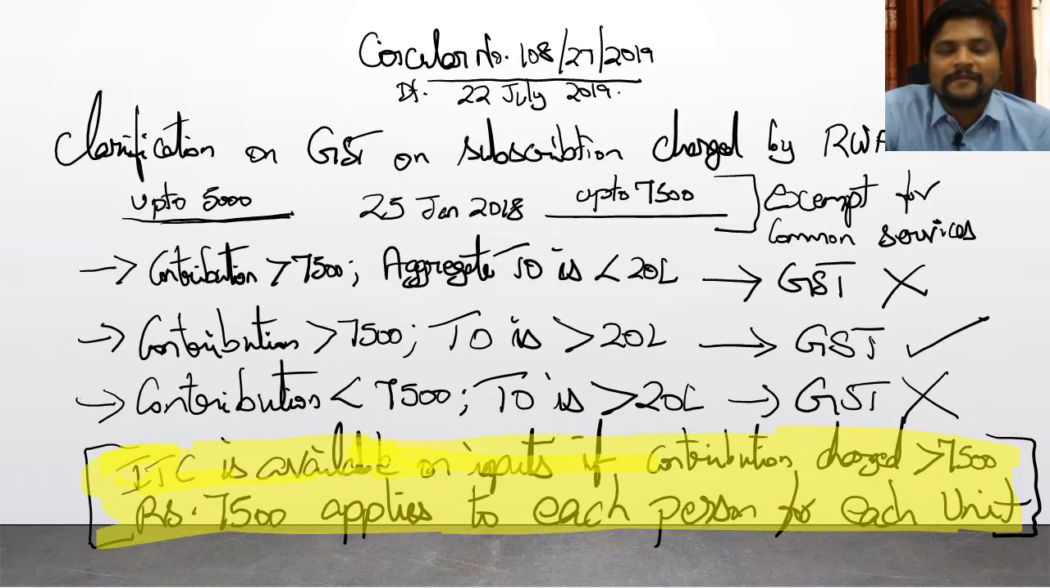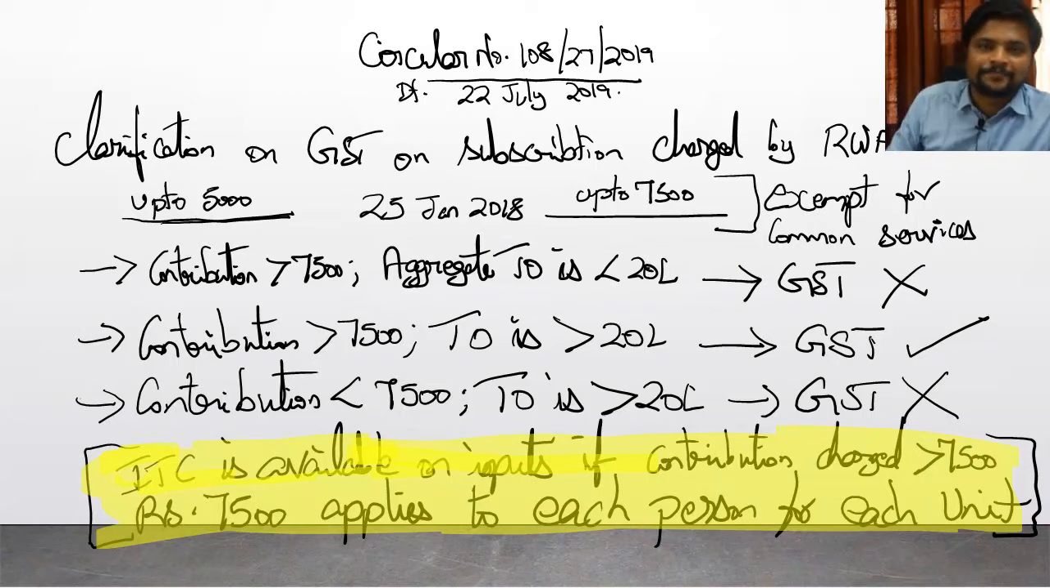That amount may be fixed based on any condition or any methodology. That is not the question here. Those residential welfare associations collect a monthly subscription. It can even be called maintenance charges. Nowadays in common parlance it is called maintenance charges. So whether GST is applicable on the amount collected by the residential welfare association or not, that is what the circular is trying to clarify here.